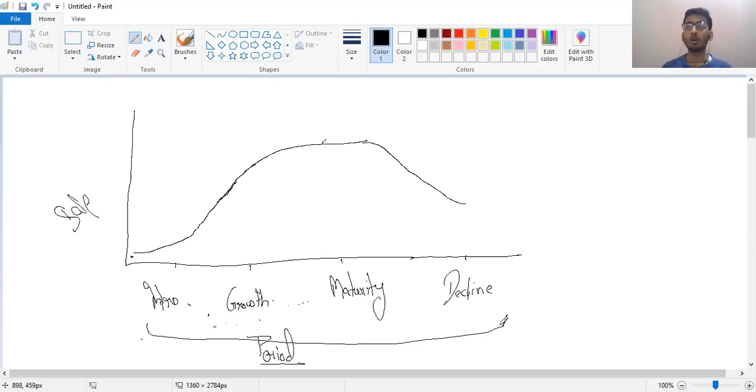If I talk about Nokia, when Nokia started, it grew. The growth was immense. It was at the maturity stage, but as Android was introduced in the market, Nokia didn't plan to go with Android, and then the decline phase started. These things happen in the market in any product line.